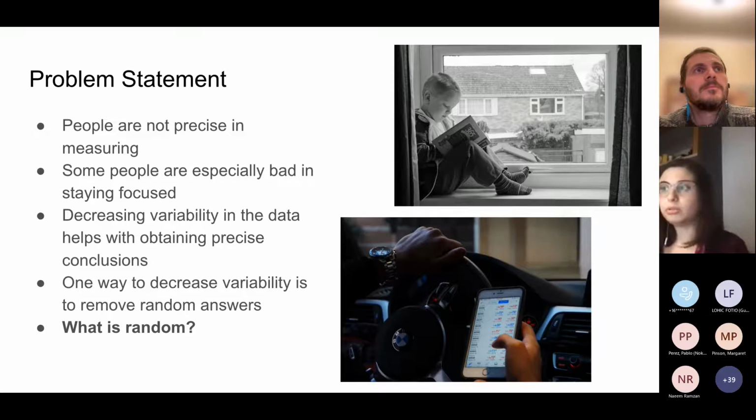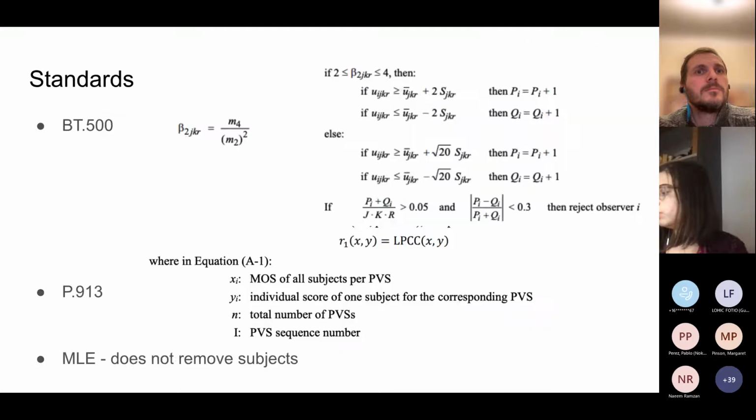But then the problem is how to define what is random, what is a person that didn't understand the question or didn't pay attention to the question at all, and what is something that is in line with the measurements that we want to obtain. And this brings us to the problem of outlier detection and subject removal. In the literature, the most used methods for outlier detection and subject removal are standards. In particular, here we're considering BT.500, which is very widely used to detect outliers and remove them.